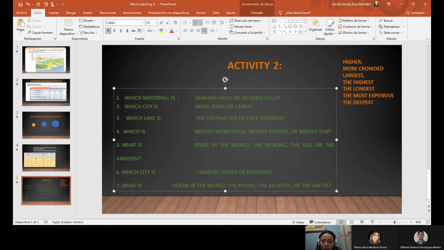For example, I'm going to explain with this first exercise. Our second activity: I will give you a series of questions and you complete them with the corresponding adjective, emphasizing if it is comparative or superlative. I will give you an example.